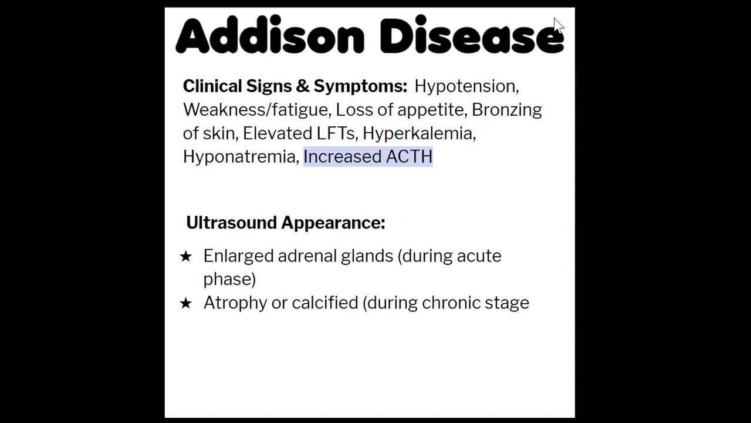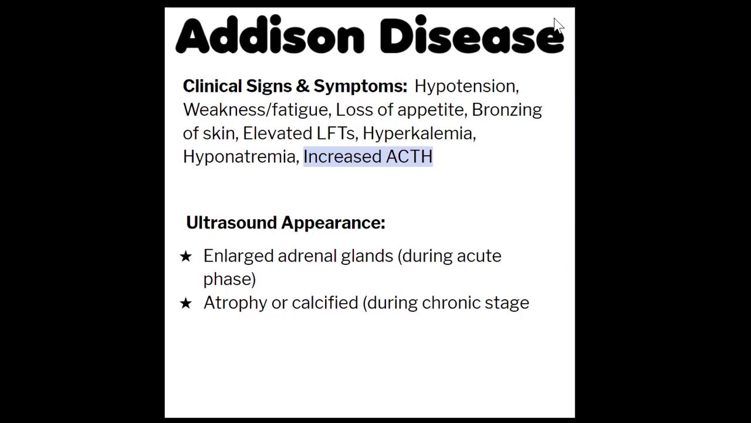A patient with Addison disease will show signs of low blood pressure, weakness, loss of appetite, bronzing of the skin, elevated LFTs, high levels of potassium, low levels of sodium, and increased ACTH. The increase in the ACTH is because the pituitary gland is trying to get the adrenal gland to release its hormones, but it doesn't. So the pituitary keeps pumping out the ACTH and hopes to get some sort of hormonal feedback from the adrenal gland.